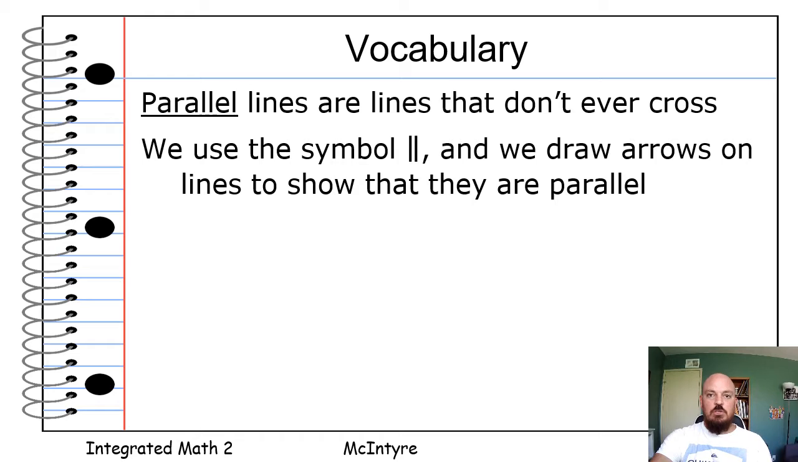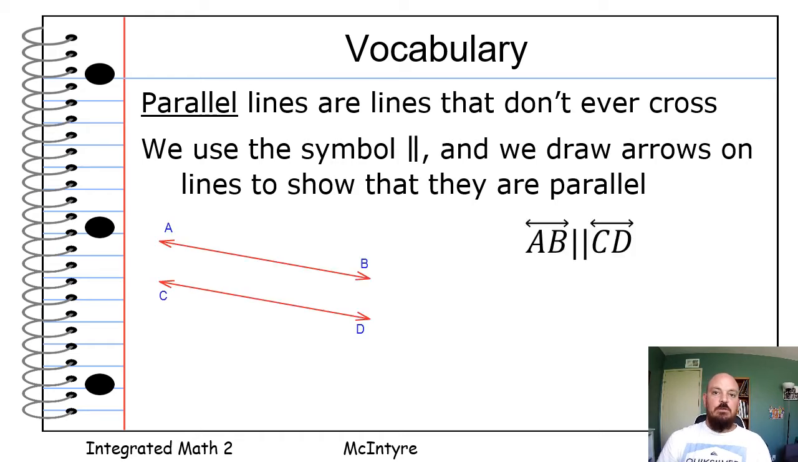And we'll draw arrows, which I'll show you in just a sec. So here's an example of two parallel lines. We have line AB on top, and we have line CD below it, and they're both running right next to each other. So no matter how far we extend it, those two lines will never cross. That's what parallel means.